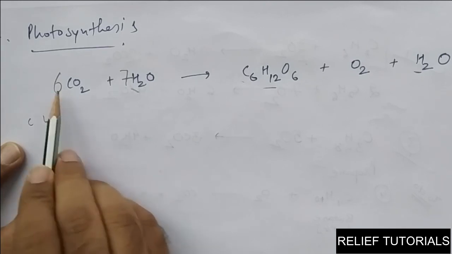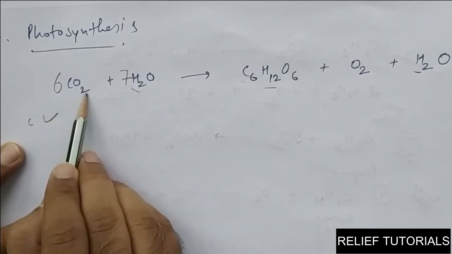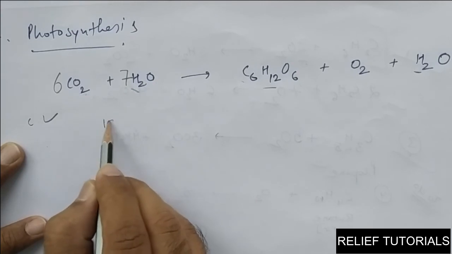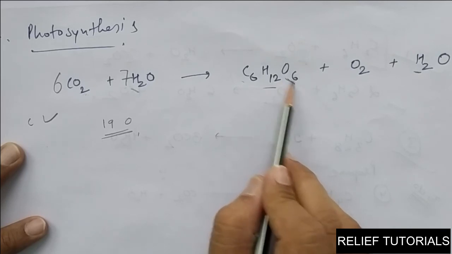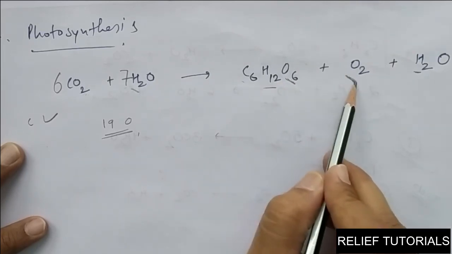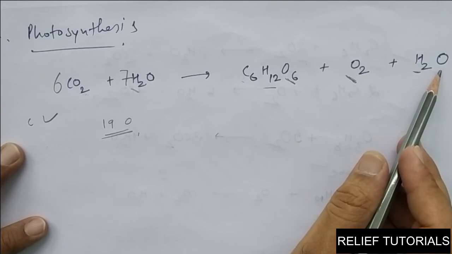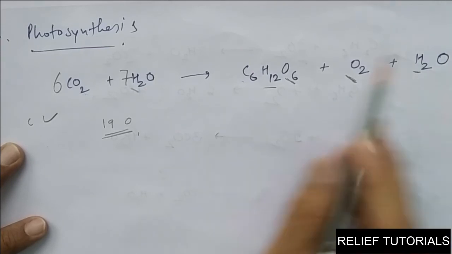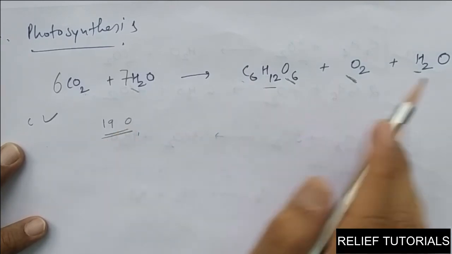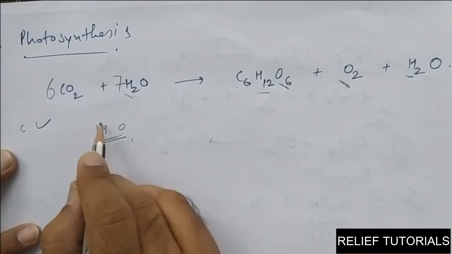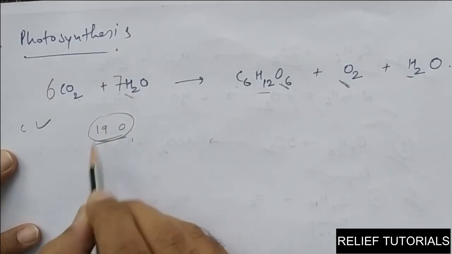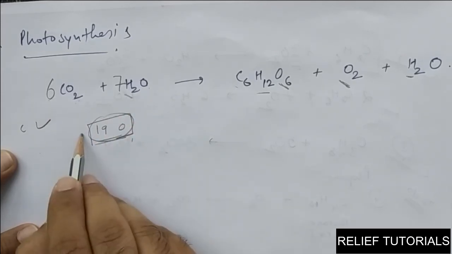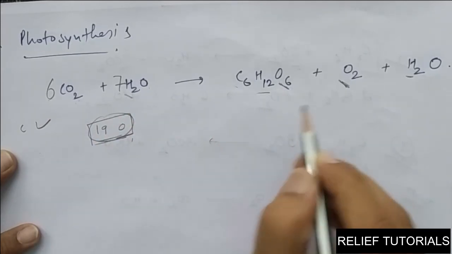Now O. 6 2s are 12. 12 plus 7, 19 oxygens are here. And here if you see, it is 6 plus 2, 8, 8 and 1, 9. So 19 oxygens are on the left hand side, and on the right hand side only 9.